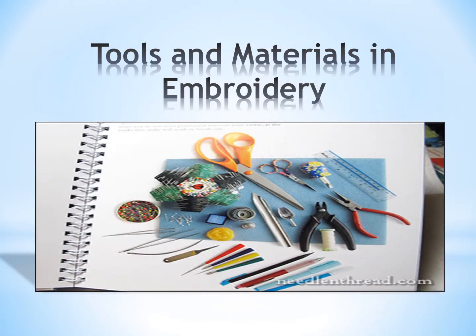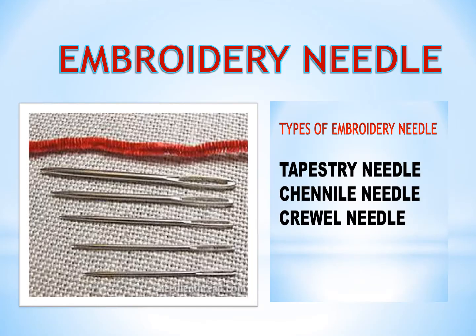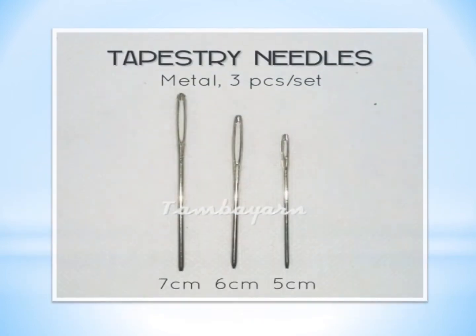Here are the common tools and materials used in embroidery. The first tool is embroidery needle. There are 3 types of embroidery needle, such as tapestry, chenille, and crewel needle. What is tapestry needle?